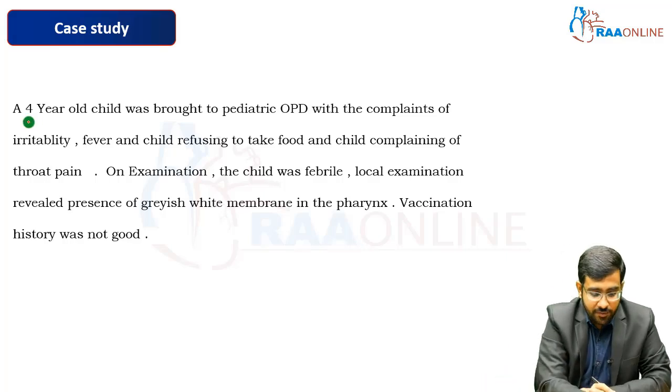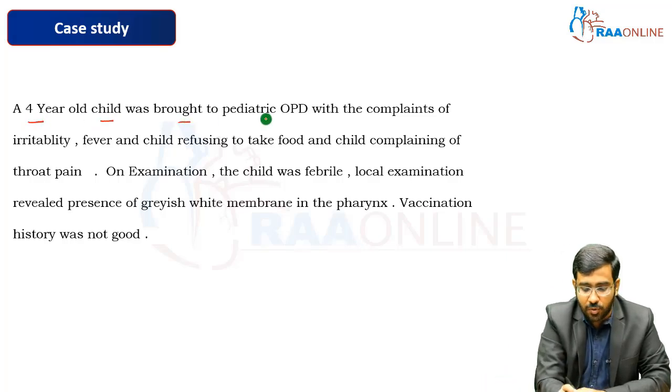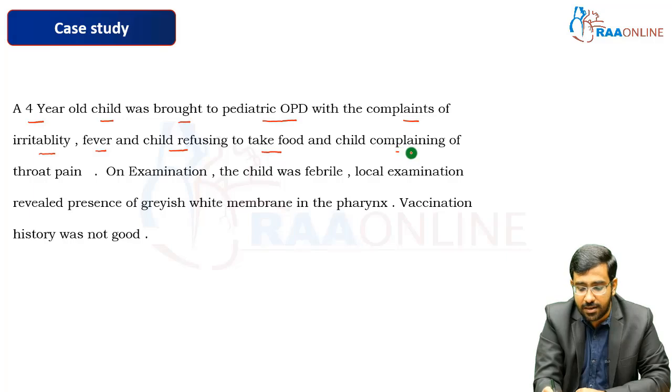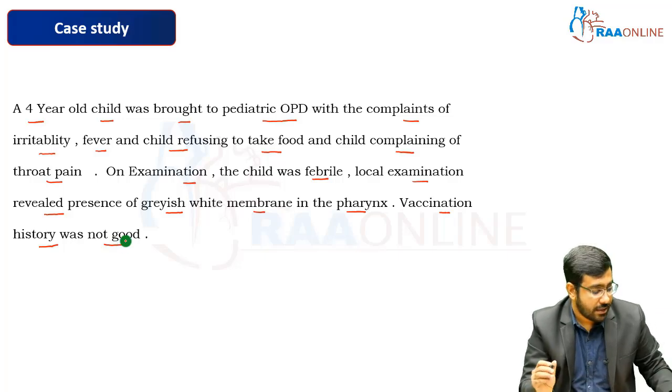Here we have a 4-year-old child who was brought to the pediatric OPD with complaints of irritability, fever, the child refusing to take food, and complaining of throat pain. On examination, the child is febrile, which means the patient has fever, and local examination revealed the presence of a grey-white membrane in the pharynx, and the vaccination history was not good. So this is a case study, and let us see the questions.